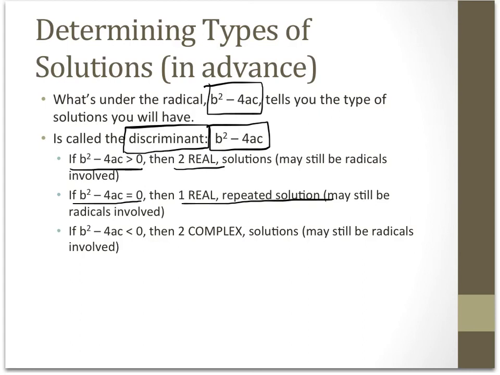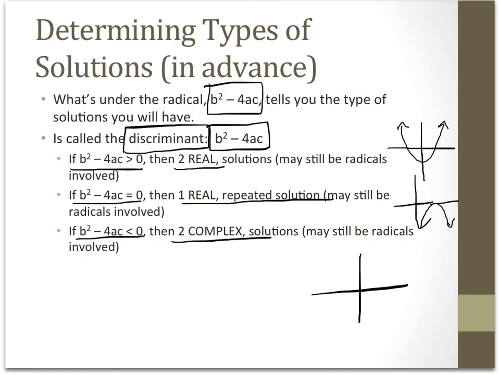This is where the parabola just touches the x-axis, but it does not cross. And then if b squared minus 4ac is less than 0, then you have 2 complex solutions. And this is where the parabola does not cross the x-axis. So graphically, what this looks like is you might have a parabola that crosses the x-axis like this. You might have a parabola that just reaches out and touches the x-axis. Or you might have a parabola that never touches any axis except the y-axis. Okay? So those are examples of what those 3 solutions look like.